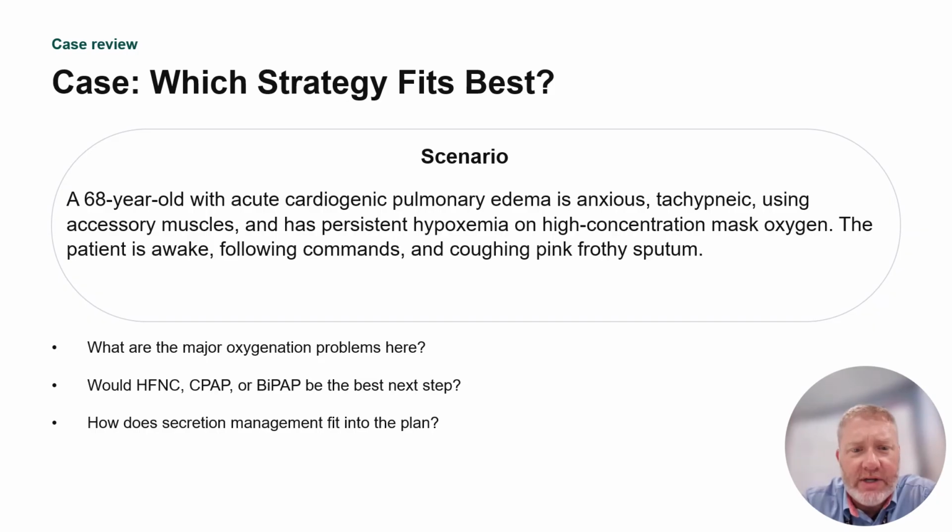Let's do a quick example. So which strategy fits best? Our scenario is we've got a 68-year-old with acute cardiogenic pulmonary edema. Okay, so I'm thinking fluid on the lungs, fluid backup, fluid buildup, probably some pedal edema to go along with it. All right, it's acute fluid.